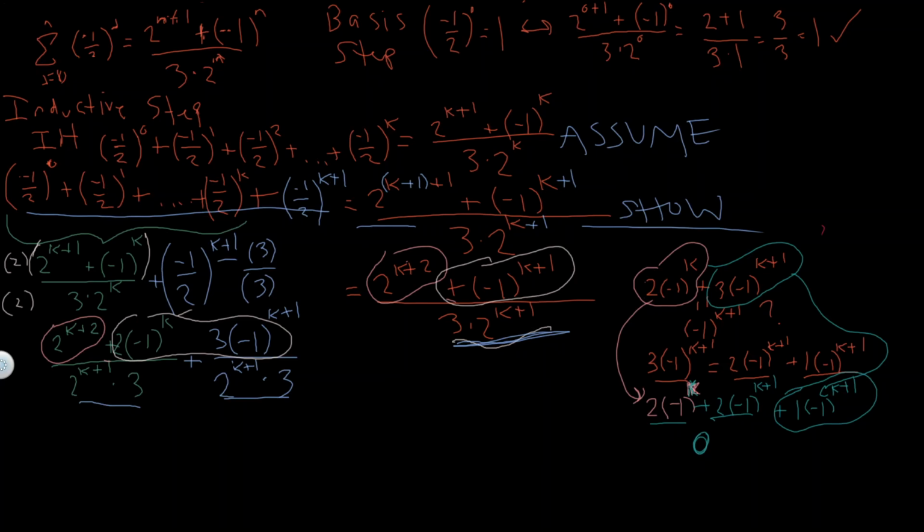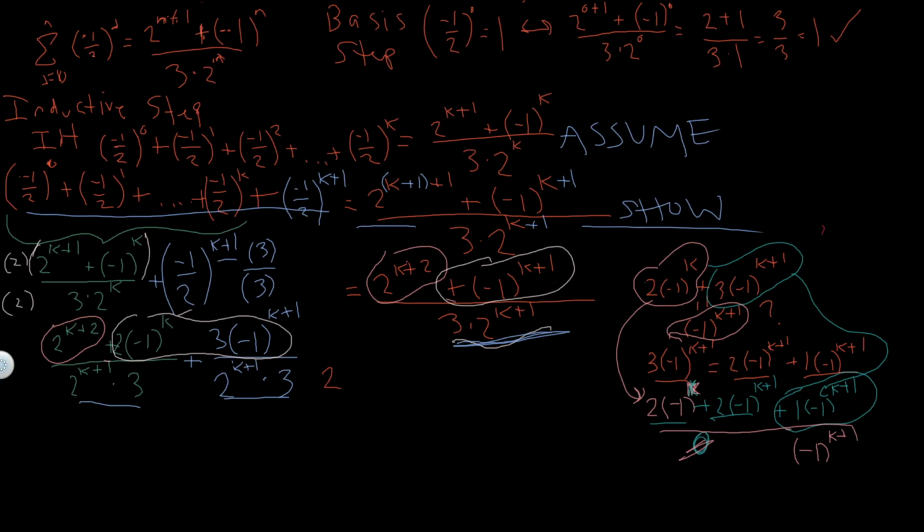Because remember, my question was, does this equal this? But if this equals 0, then it just cancels out and goes away and leaves me with negative 1 to the k plus 1. So now that I know that those two are equivalent, and that was all that was left, that actually pretty much completes the proof.